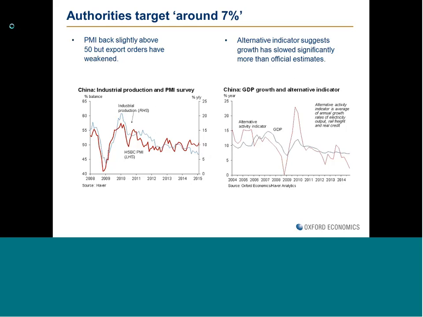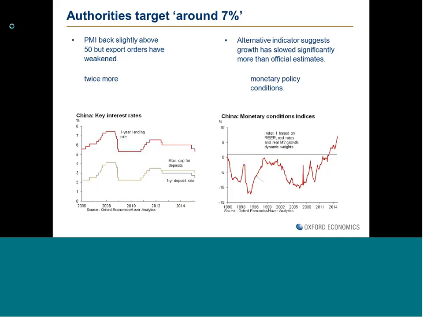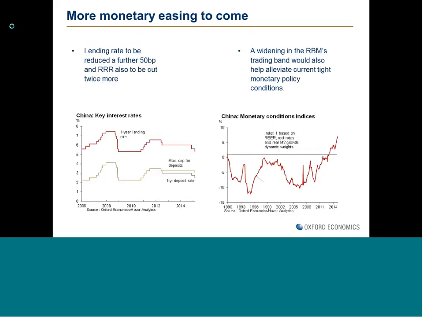Now, the PBOC is already taking some steps to try and manage the slowdown in GDP growth that we're experiencing, or even, as I showed you in the alternative indicator, the more substantial slowdown in the economy. So we've seen that interest rates have been cut twice since November. We've also seen the banks' reserve requirement ratios reduced as well. Now, if we look at what this means in terms of alleviating monetary conditions, it's done little. We still see that monetary policy settings are very tight.